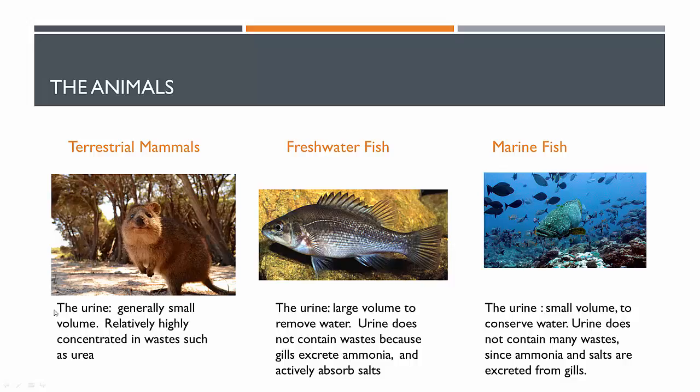Alright, so most terrestrial mammals, including humans and our quokka, produce generally small volumes of urine, and it's relatively highly concentrated in waste such as urea. So small amounts of urine, and that's really yellow, because it's the best way to describe it.